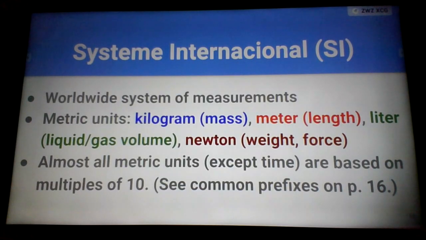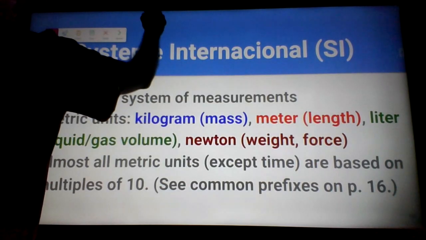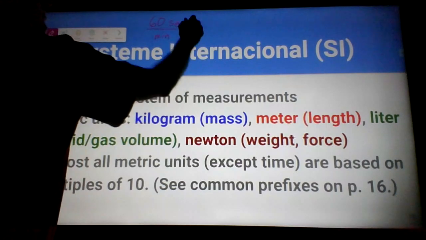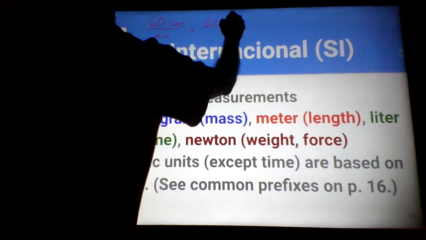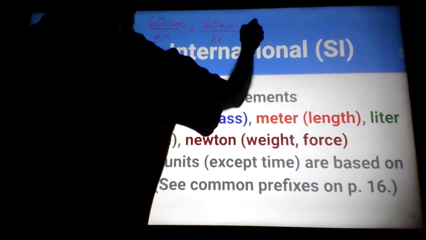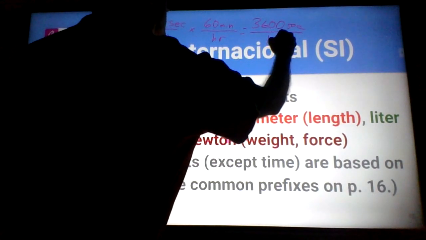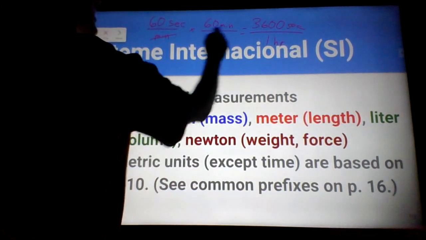Now, about time here. Time is considered both English and metric. And the basic unit is the second. But there are 60 seconds in a minute. There are 60 minutes in an hour. And here's something you might want to know. Because of that, 60 seconds in a minute and 60 minutes in an hour, that means there are 3,600 seconds in 1 hour. That cancels, that cancels.